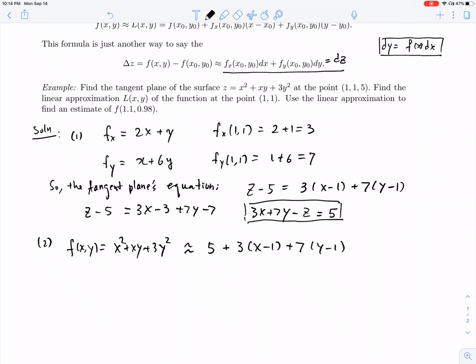We see where this is from. Just add 5 to both sides, and then this is going to be 3x plus 7y minus 5. So that's approximately true. What it means is that when x, y is approximately 1, 1, this f of x, y is approximately 3x plus 7y minus 5.